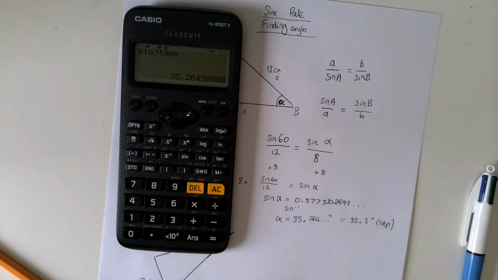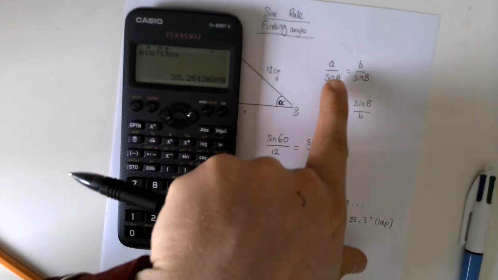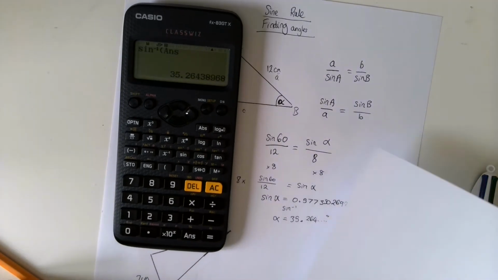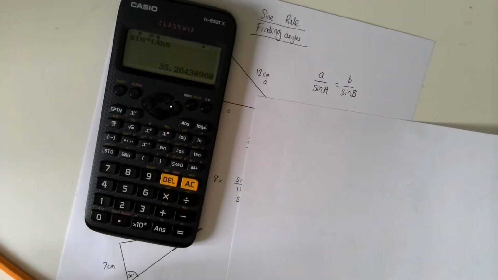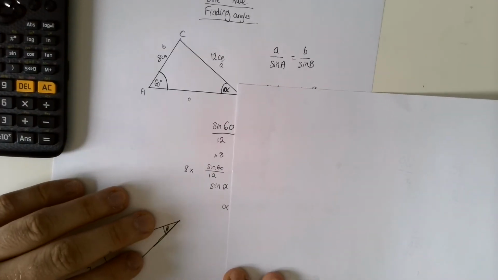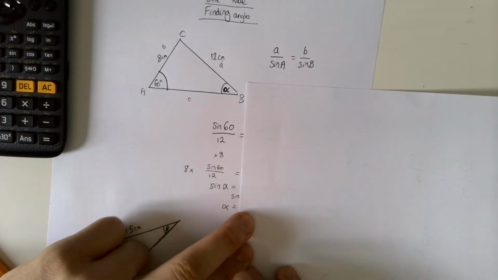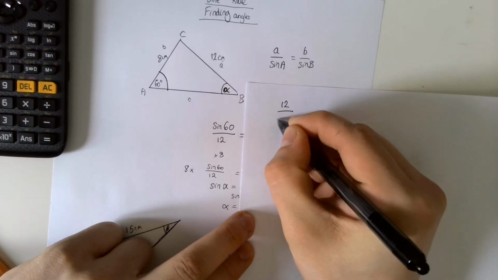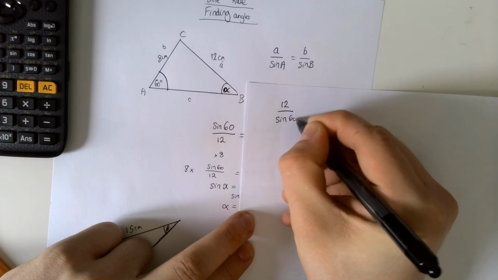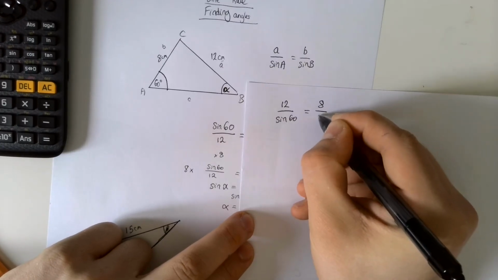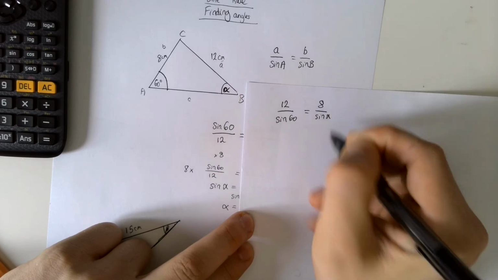So the fact that I flipped my sine rule upside down really early on has made my life a lot easier. I'm just going to go back and pretend that we hadn't done that. If we just said that A over sine A is equal to B over sine B. So again, I'm just going to plug my values in. A is 12, sine A is sine 60, is equal to 8 divided by sine alpha.